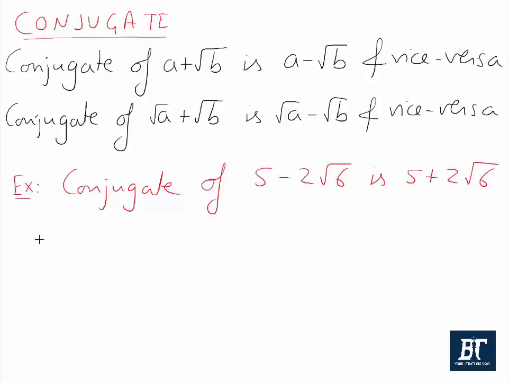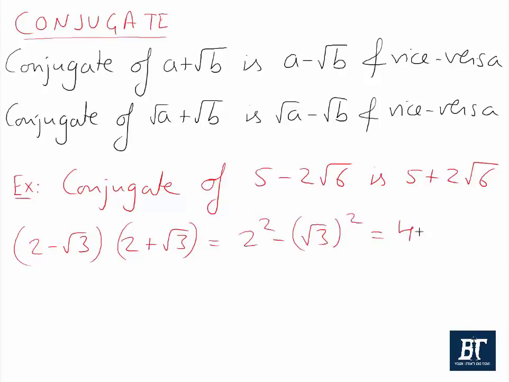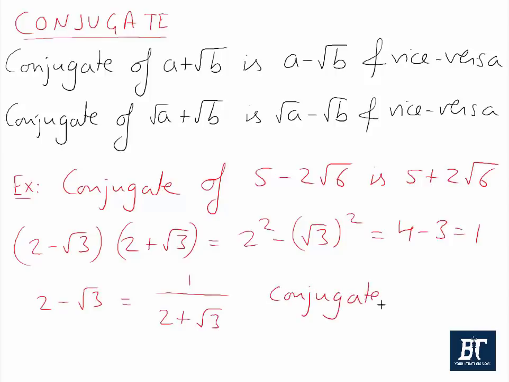Now there is one special type of conjugate. So let's see it with an example. 2 minus root 3 and 2 plus root 3. So let's multiply these two. So when we multiply these two, you get 2 square minus root 3 square. Now this is 4 minus 3 equals 1. So essentially 2 minus root 3, you can also write this as 1 by 2 plus root 3, where 2 plus root 3 is the conjugate of 2 minus root 3. So these types are also called conjugate reciprocals.